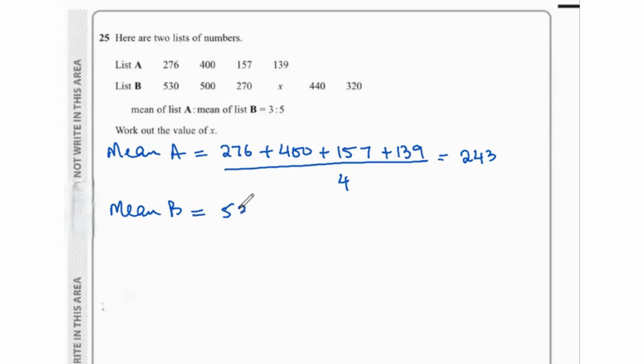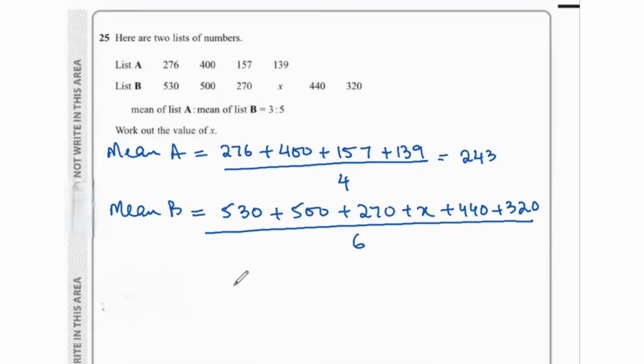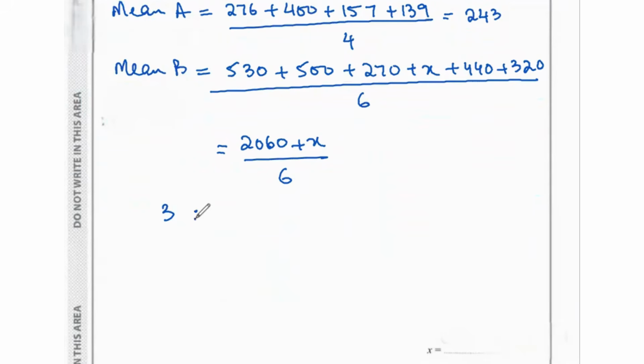Then we do the same for list B. Add up all the numbers and divide by the total number of values, which is 6. That's 2,060 plus x over 6. Since mean of list A is to mean of list B is 3:5, let's use this ratio to figure out the value of x. So 3:5. List A is 243 and list B is 2,060 plus x over 6.